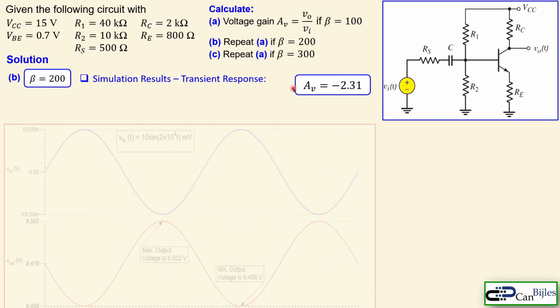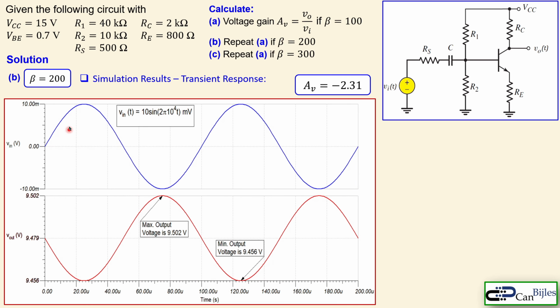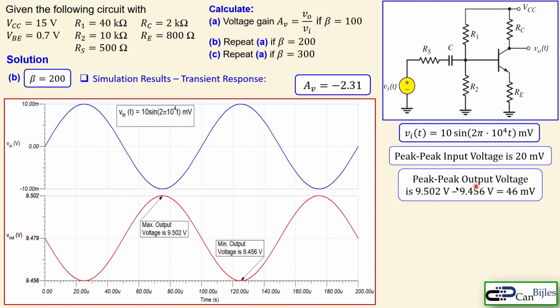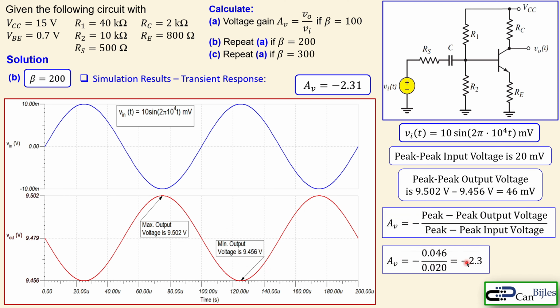Now this is the gain we have determined, calculated, and this is again the same input voltage of 10 millivolts peak and 10 kilohertz frequency. The blue is the input, the red is the output. You see now again, this is the voltage input expression, peak 20 millivolts, and for the output again we have 46 millivolts if you do the calculation from the maximum minus the minimum value. So that means again we have minus 2.3 as a gain. And that's again very close to what we have calculated. So that is again confirmed.